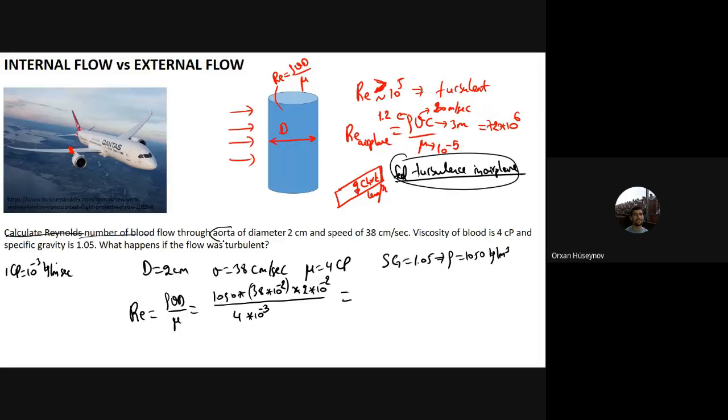The aorta is the largest vessel, so it experiences the largest Reynolds number. So 1995. You can see it is laminar. The blood flow is always laminar.